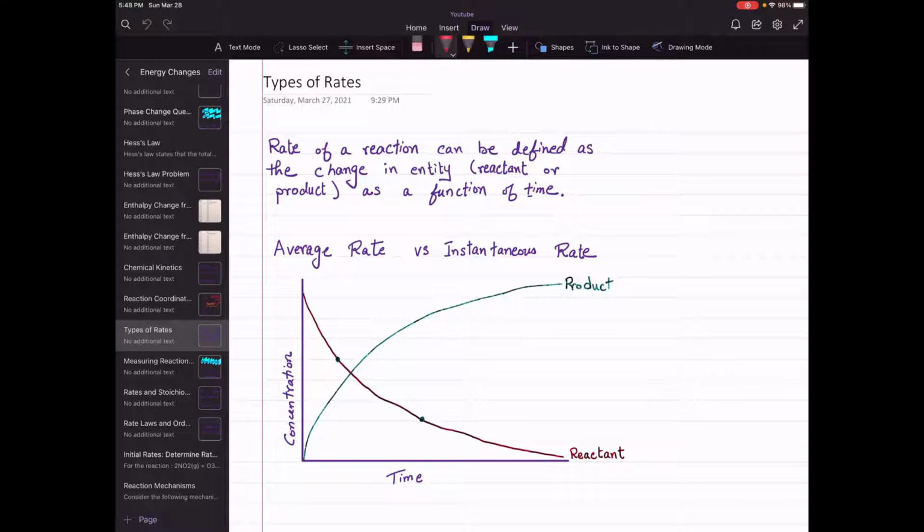And so this makes this a very, very powerful tool, because if we are able to measure the rate of change of one substance, we can then use that to find out the rate of change of other substances in the balanced chemical equation. Right? So let's venture into rates.